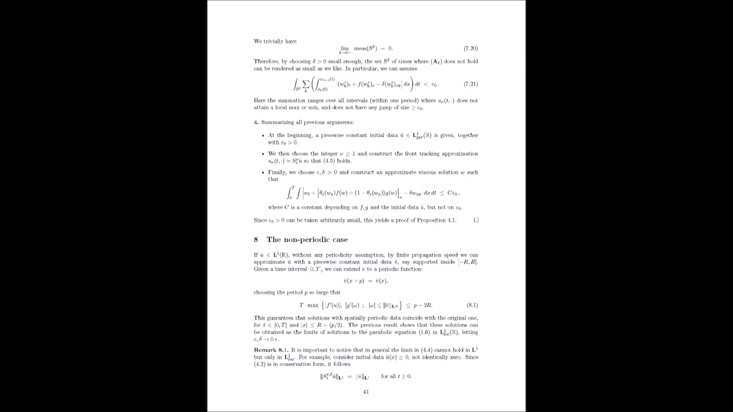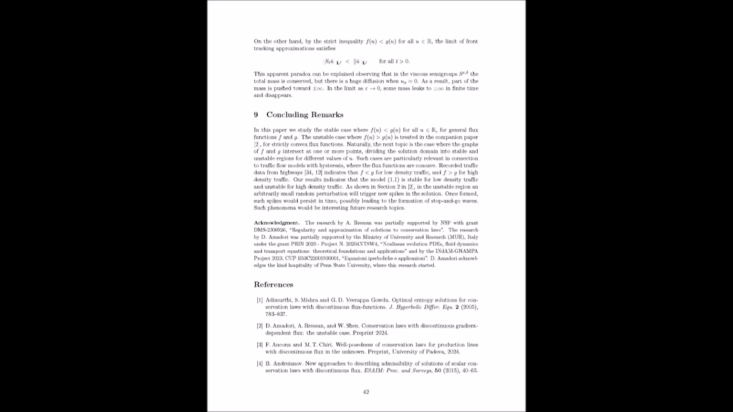Exactly. And this smoothing effect is achieved by adding a small viscosity term to our original conservation law. Equation 1.6 in the paper shows how this modified equation looks. We've added this extra term on the right-hand side, epsilon u_xx, where epsilon represents a small positive number. This term acts like a mathematical friction, smoothing out any abrupt changes in the solution.